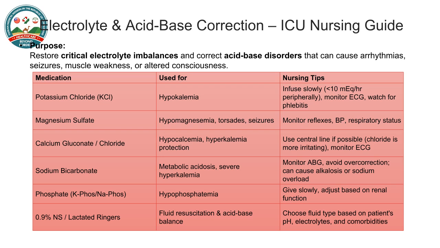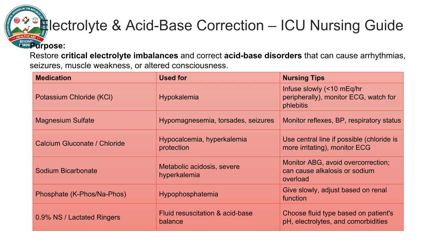Magnesium sulfate, for hypomagnesemia, seizures. Monitor reflexes, BP, and respiratory status. Calcium gluconate/chloride, for hypocalcemia or hyperkalemia protection. Use central line if possible. Monitor ECG. Sodium bicarbonate, for metabolic acidosis, severe hyperkalemia, monitor ABG, avoid overcorrection and sodium overload.